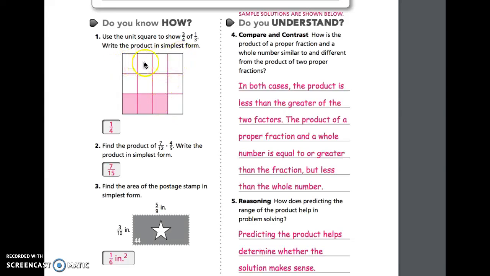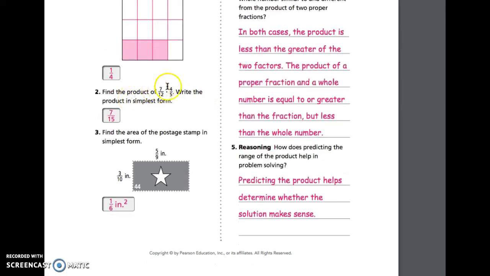3/4 are shaded in, so these are shaded in. Because it's 3 rows out of the 4 total rows, and then 1/3, you're going to shade in one of those, and you're looking for the intersection. Well, it's these 3 overlapping. So how many are shaded in? 3 out of 12. So how'd they get 1/4? Well, you have to simplify 3 over 12 to get 1/4.